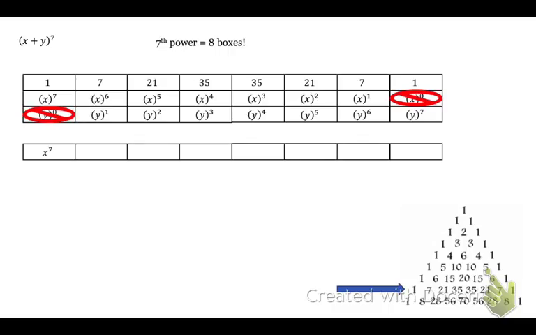Then I have 1 times x to the 7th is x to the 7th. 7 times x to the 6th times y to the 1st is 7x to the 6th y. 21x to the 5th y squared. 35x to the 4th y cubed. 35x cubed y to the 4th. 21x squared y to the 5th. 7x y to the 6th, y to the 7th.